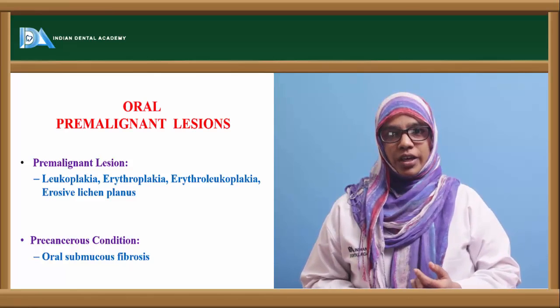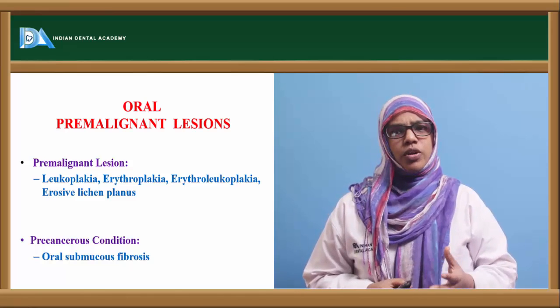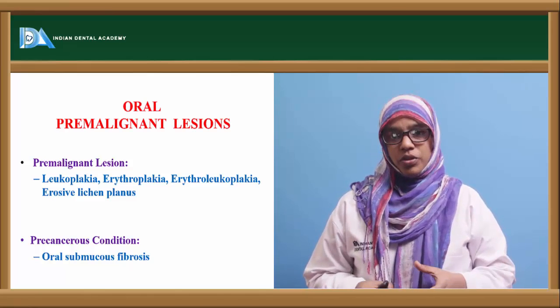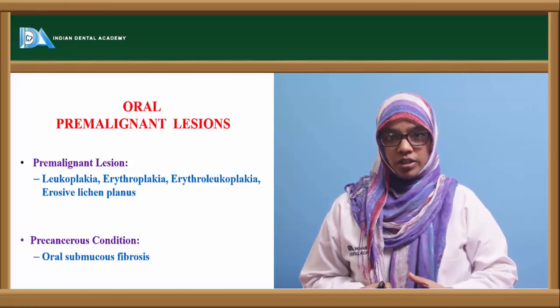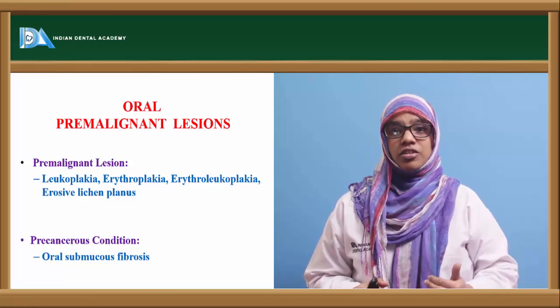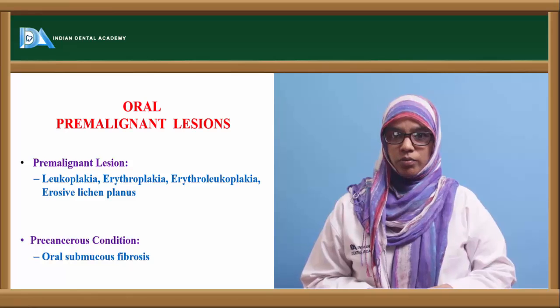Examples are leukoplakia, erythroleukoplakia and erosive lichen planus. So what is a premalignant condition? Now a premalignant condition, as the name suggests, is the generalized state of the body wherein the body state is such that it is more prone to develop cancer. An example is oral submucous fibrosis.